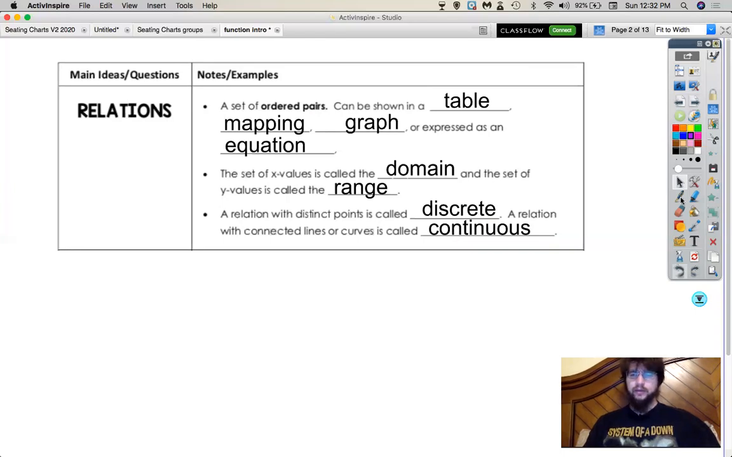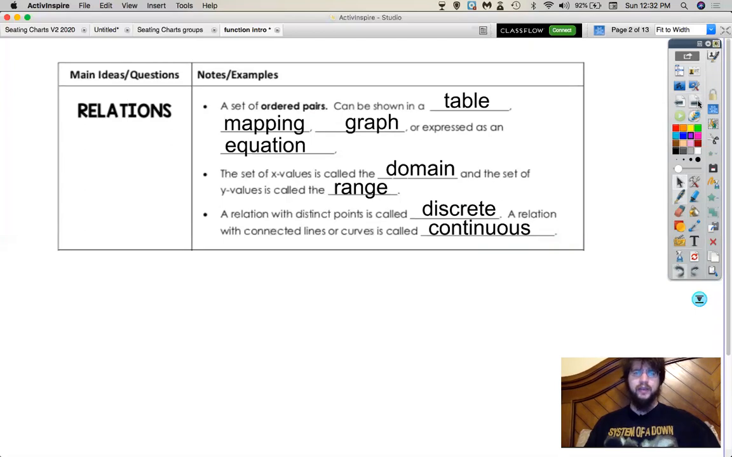So if we look, this would be continuous. This would be discrete. That's the difference there. That might be a new term for you. But relation, you should have been familiar with. You should know what a function is, and here it is.